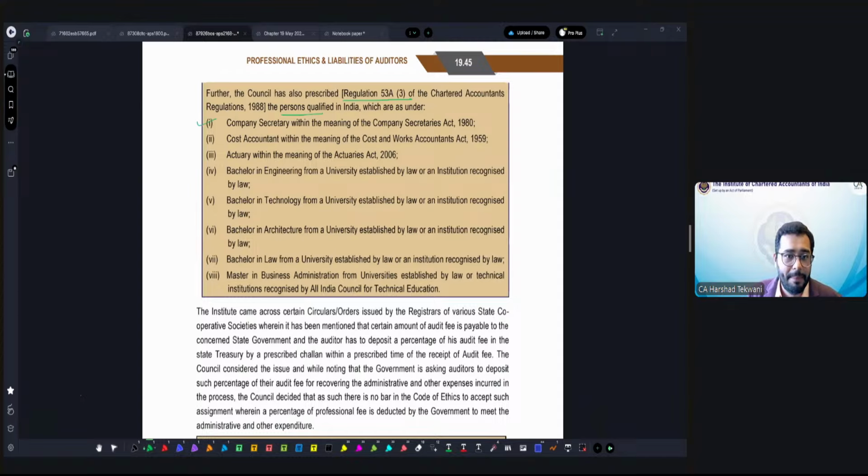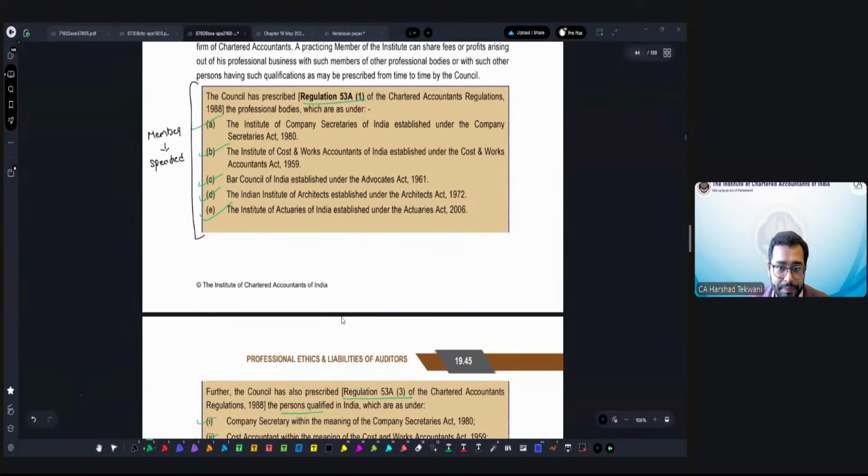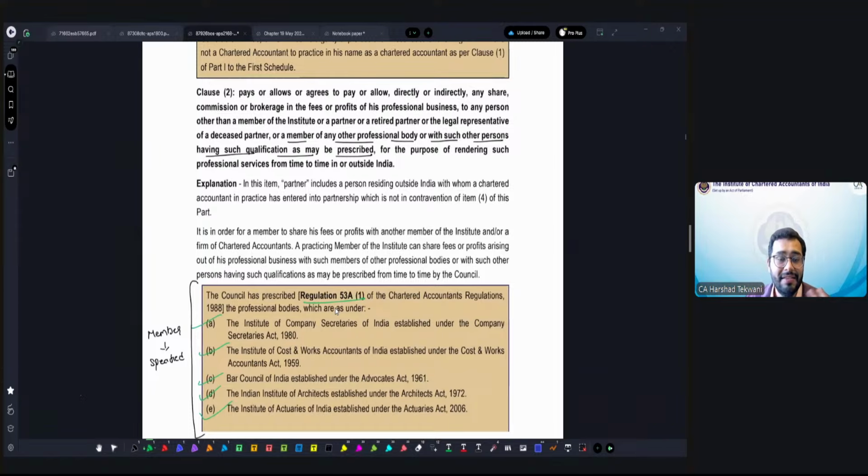So you have these persons: company secretary, cost accountant, actuary, bachelor's in engineering, technology, architect, bachelor's in law, master's in business administration. So these are the persons having such qualification which is prescribed in Regulation 53A. Okay, persons having such qualifications as may be prescribed. So 53A(1) and 53A(3) define the specified people that I'm talking about, that they are the ones with whom you can share the fee, commission, or fees as a commission or brokerage. You can pay them, or you can allow or agree to pay them. Okay, so that is the clause 2.